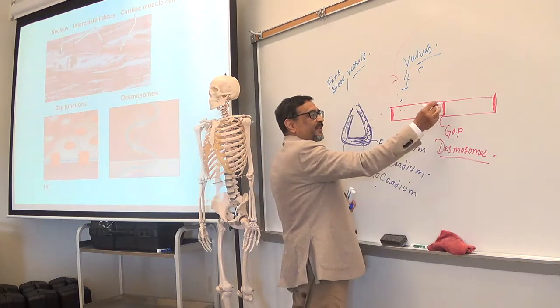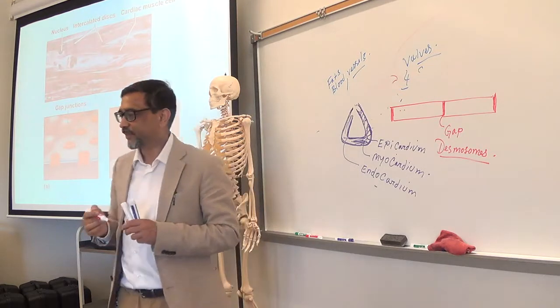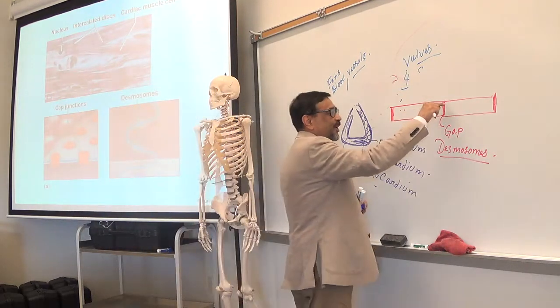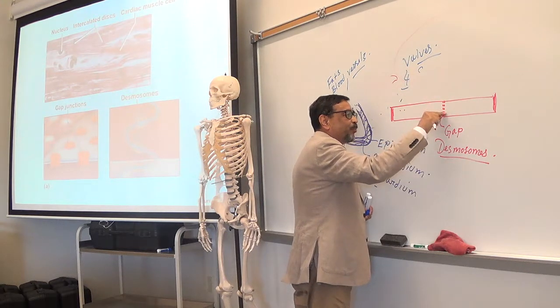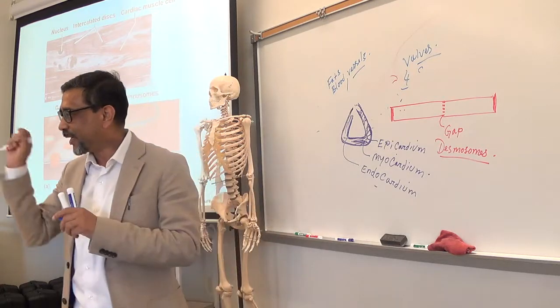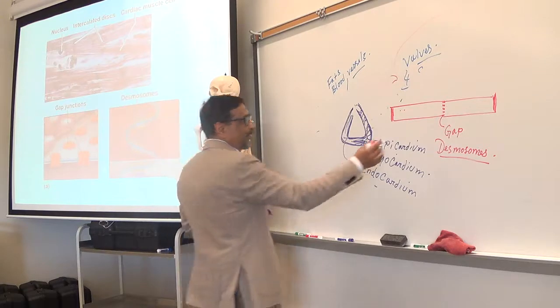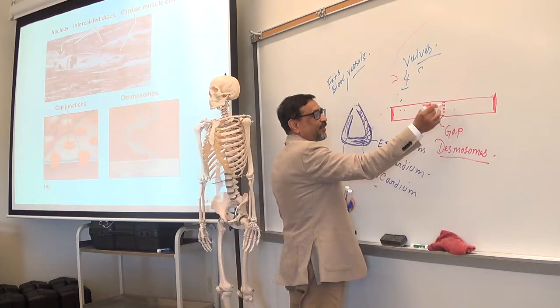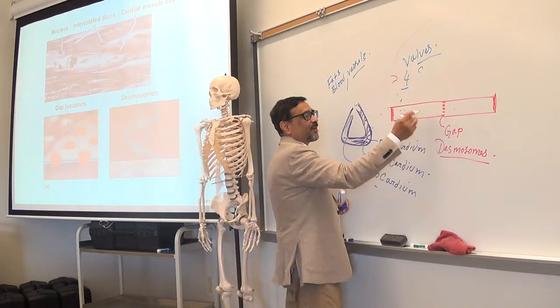Two types of cellular junctions are present in the intercalated disc. Gap junctions, you must remember from NP1, have many pores. That's why gap. They have many what? Channels. So, in the intercalated disc, you have many pores or holes or channels.